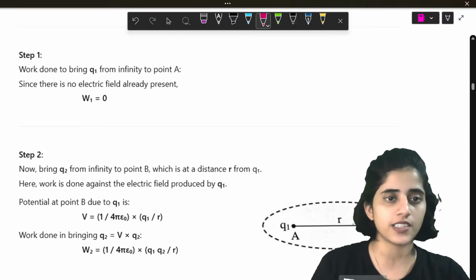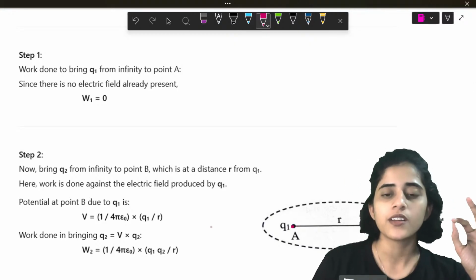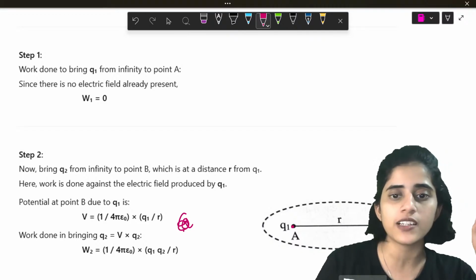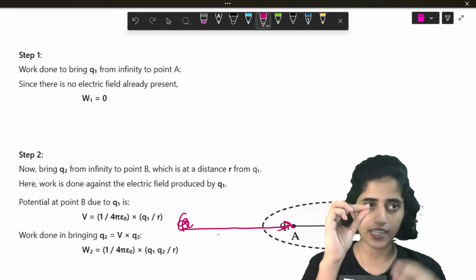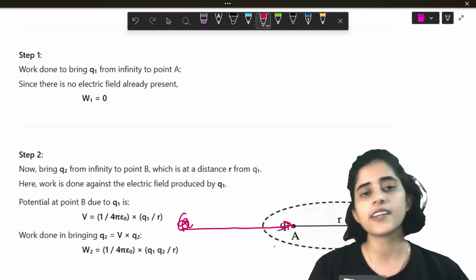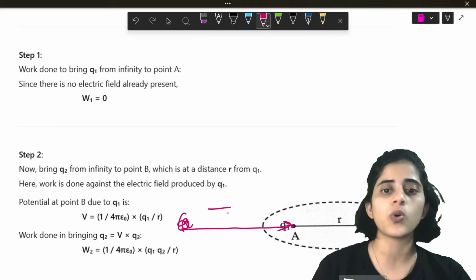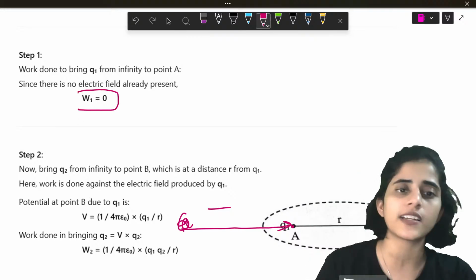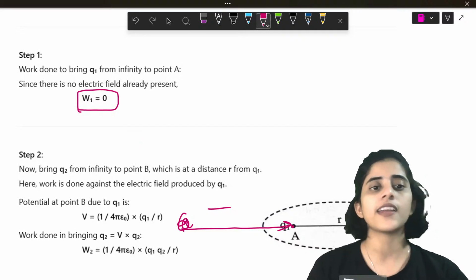So there are two charges here. Now the work done to bring Q1 from infinity to point A. Since there is no electric field present, the work done would be zero. It's very easy to bring the charge from infinity to A, that is why work done is zero. First thing. Then you will bring Q2.